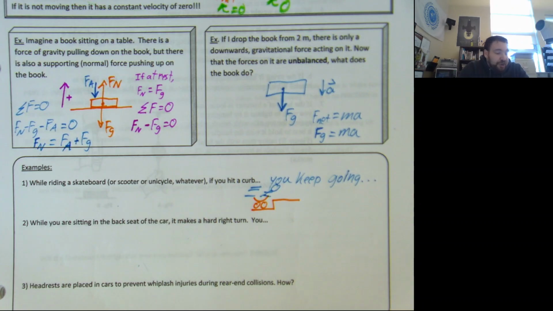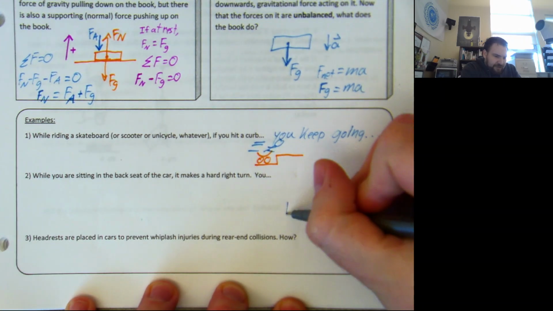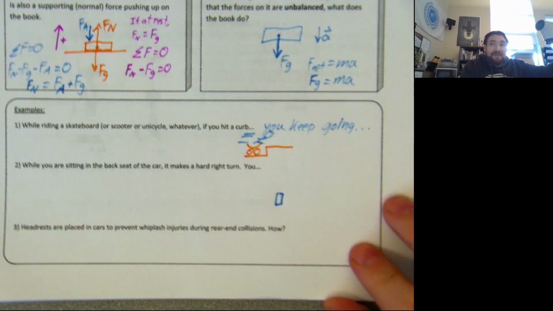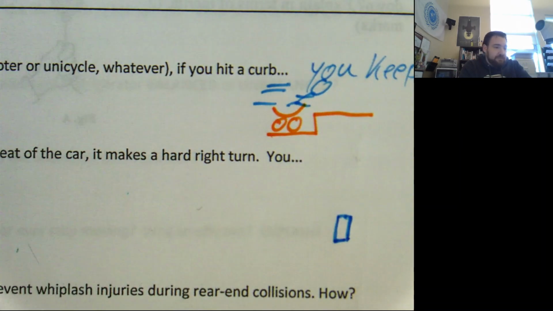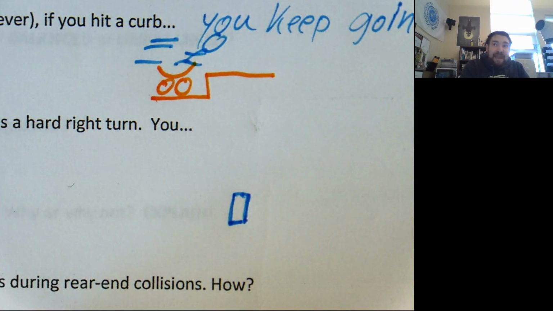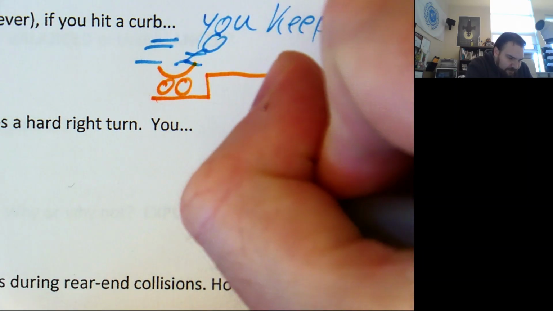Or the turn in the car. We've talked about this too. While you're sitting in the back seat of a car, it makes a hard right turn. What happens to you? Well, let's draw it. Here's the car. Let's zoom this in because it's going to be a tiny drawing. And I'm going to put you in the back seat.